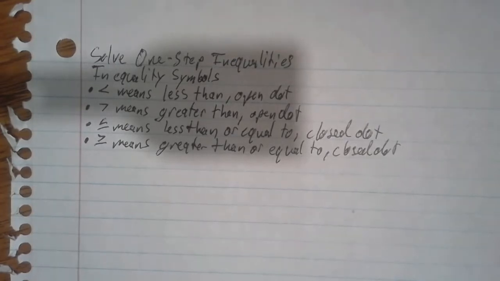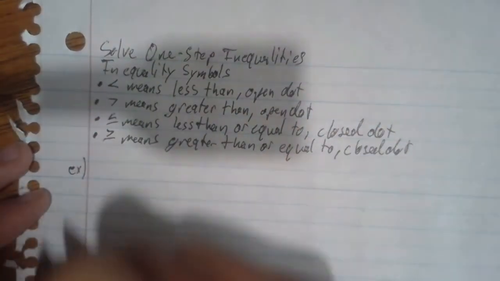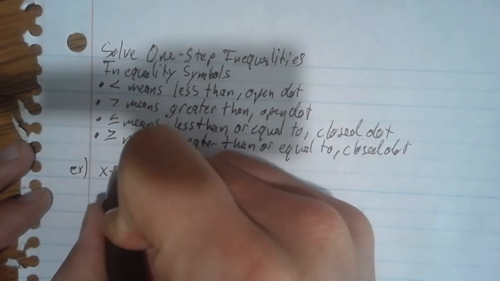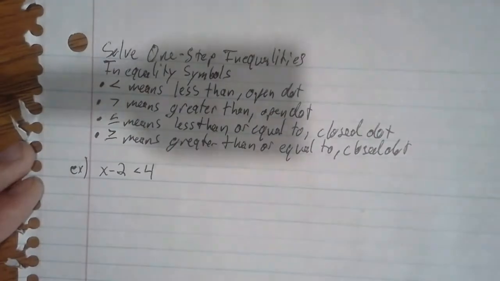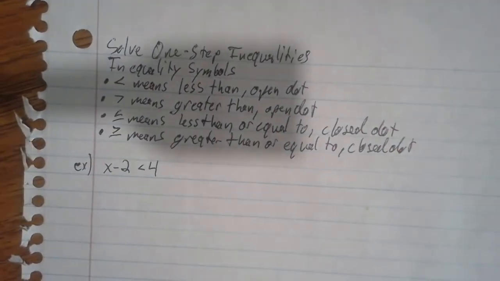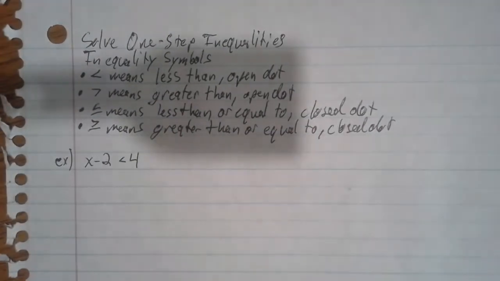So addition, subtraction solving is very straightforward, very similar to what we've done in the past. So let's go ahead and jump right in with that. Our first example says we have x minus 2 is less than 4. Just like our equations, we're going to pretend like it's an equal sign, and we're going to solve it.